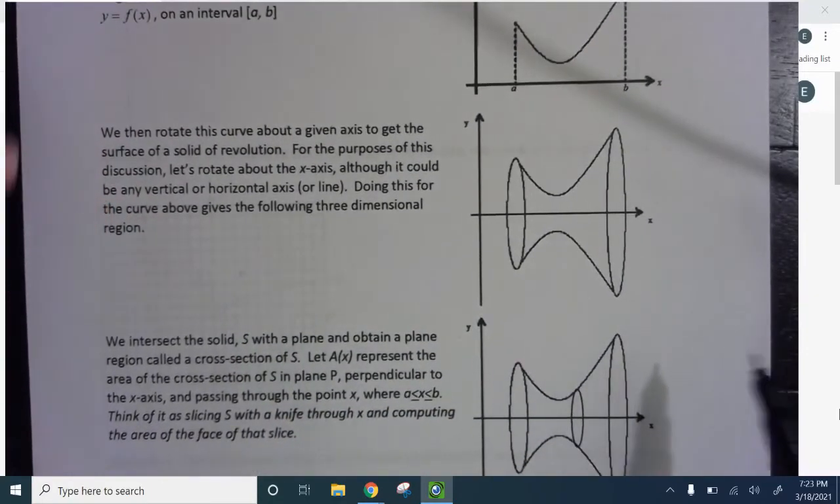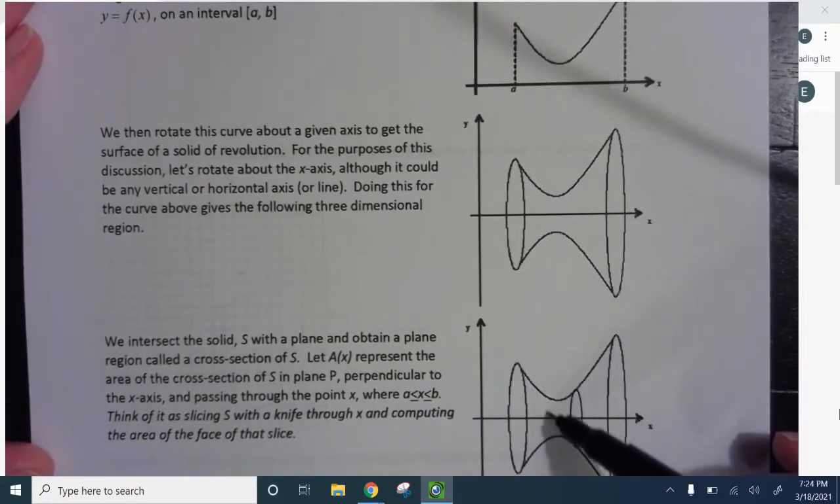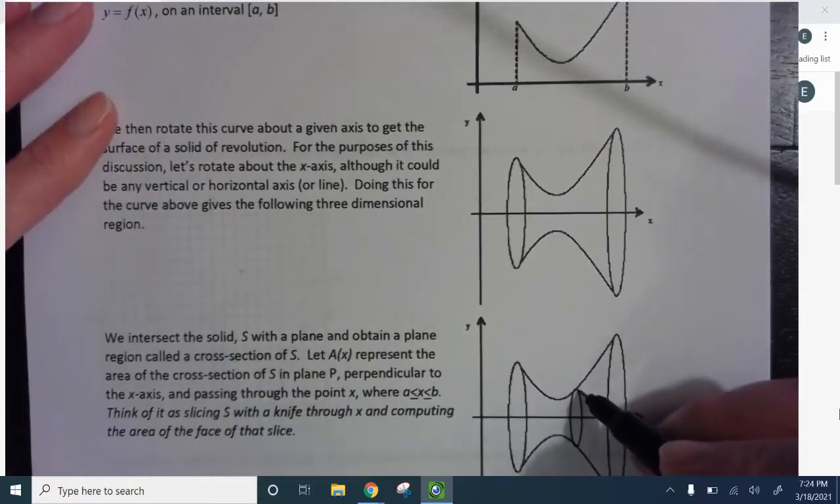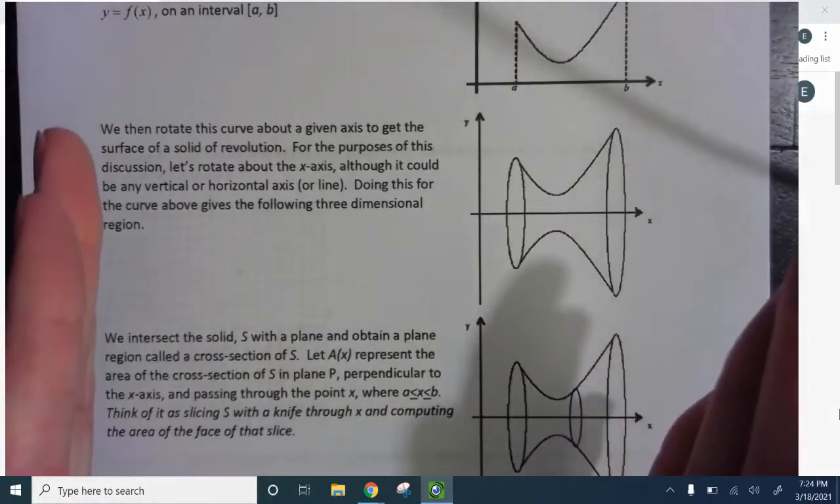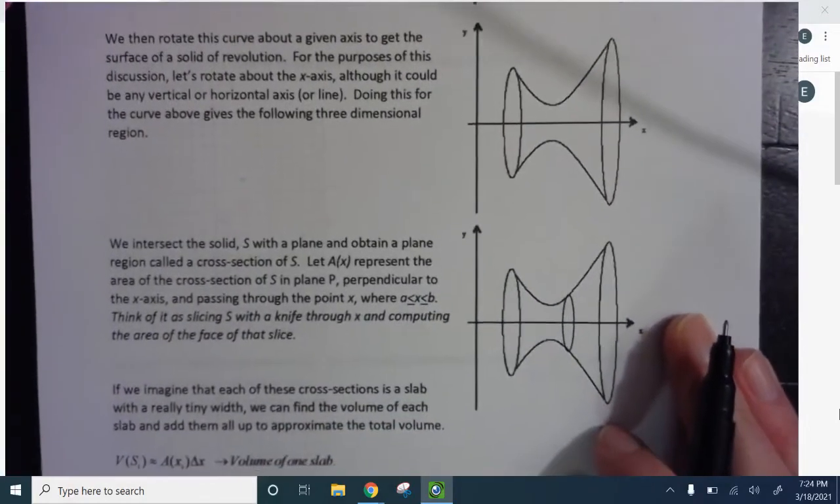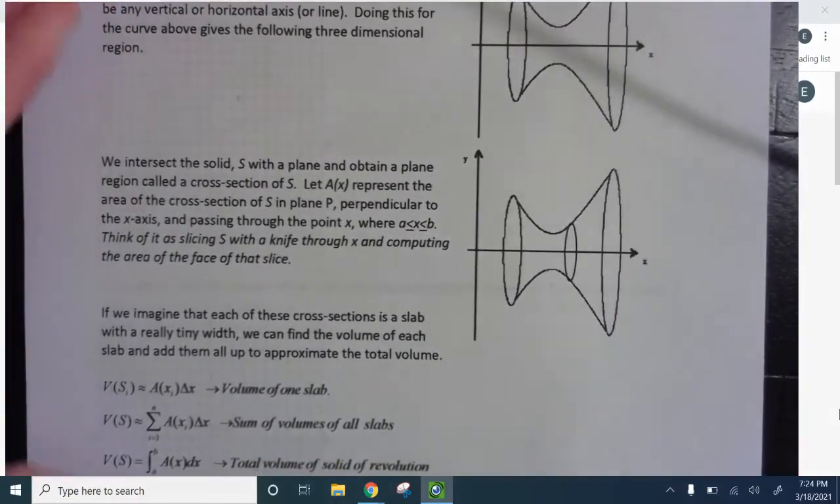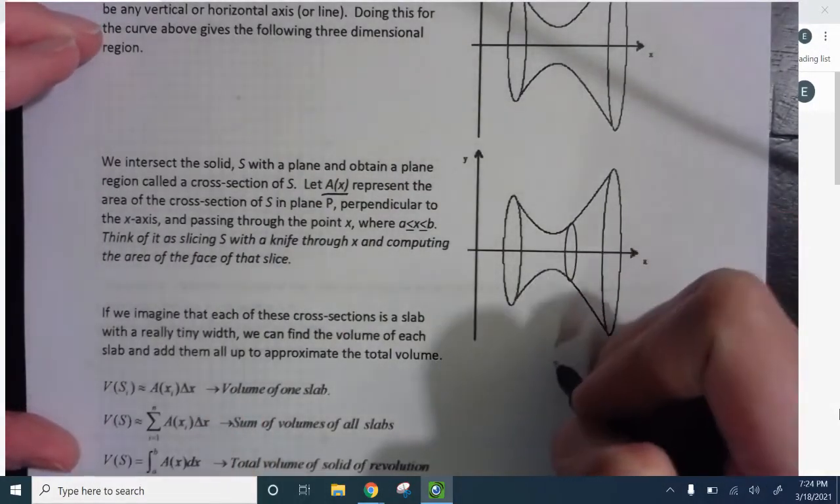So if we think about what's happening, if I were to take a knife and slice through any point or any area in this solid, I'm going to get some sort of cross section. And what I mean by cross section is the face of it, if I were to split it apart. And we're going to be talking about this cross section in terms of the area. So we're going to let capital A of x represent the area of the cross section.